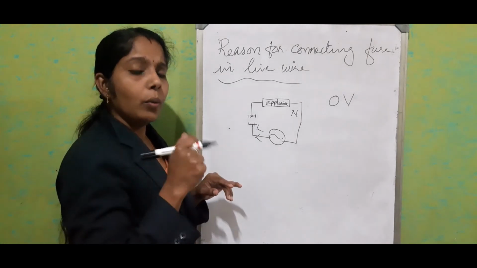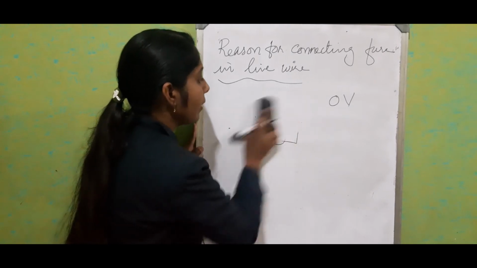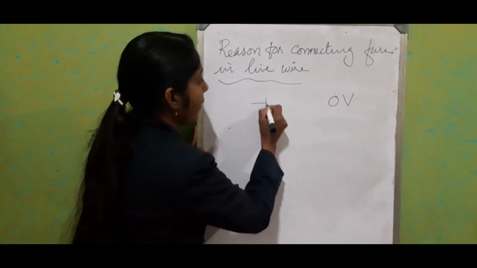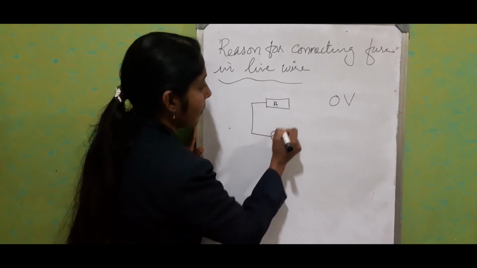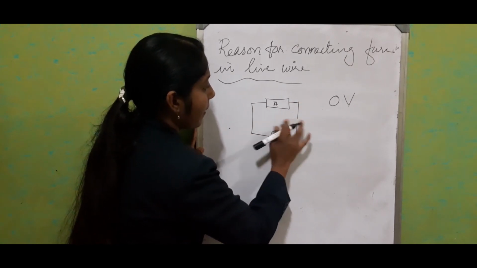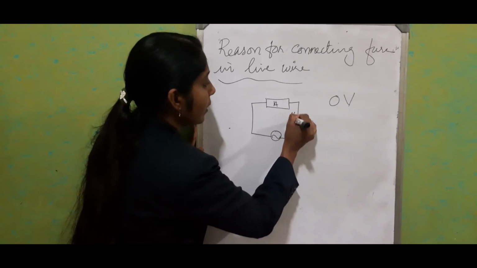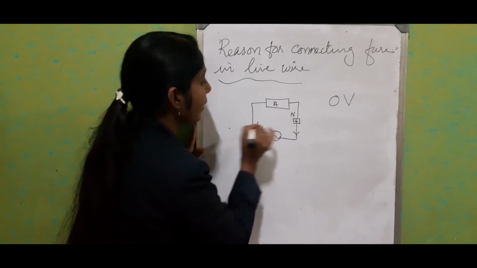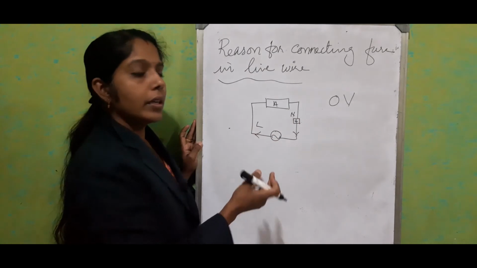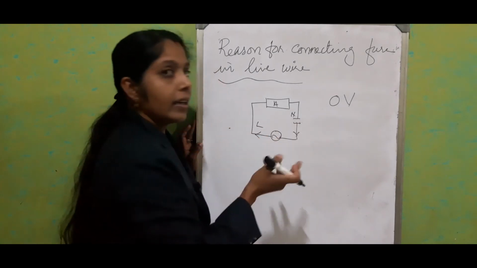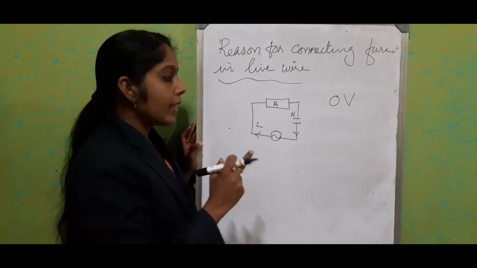Now let us see what happens if the fuse is connected in the neutral wire. We have the appliance here, and I connected the fuse wire here. This is the neutral, the return path, and this is the live wire. What happens when excess current passes through the circuit? The circuit will break and the appliance will not work.